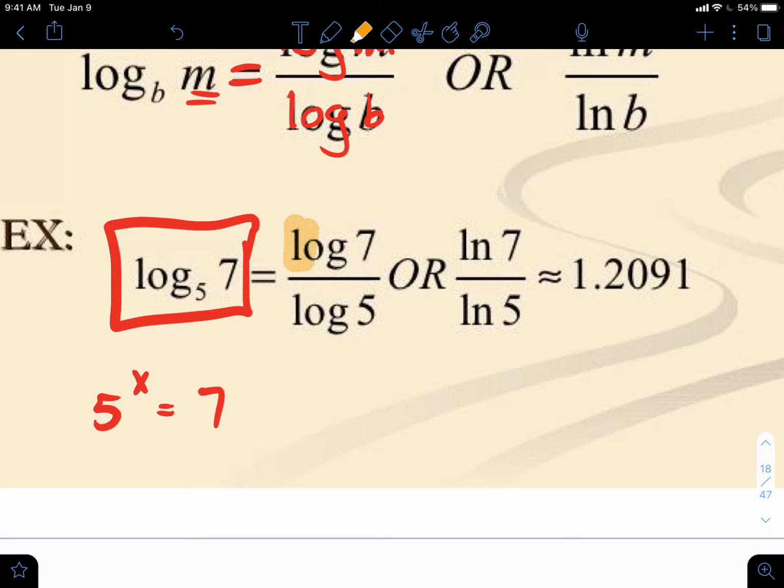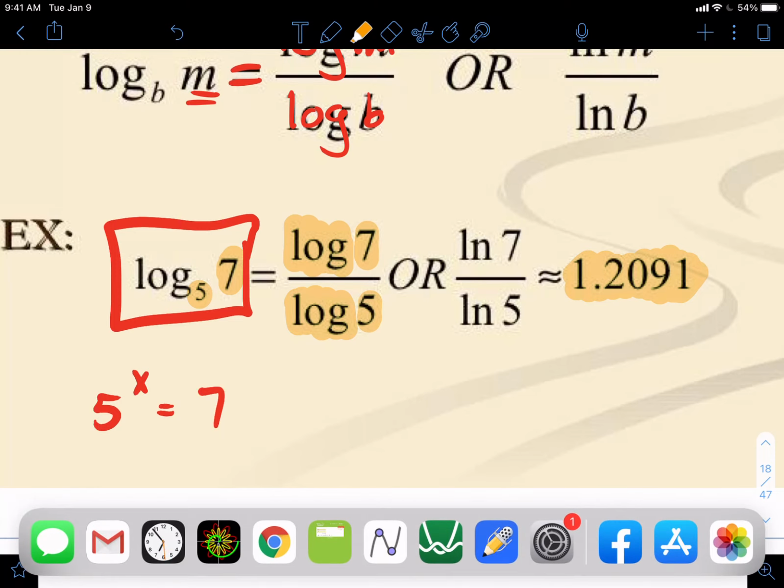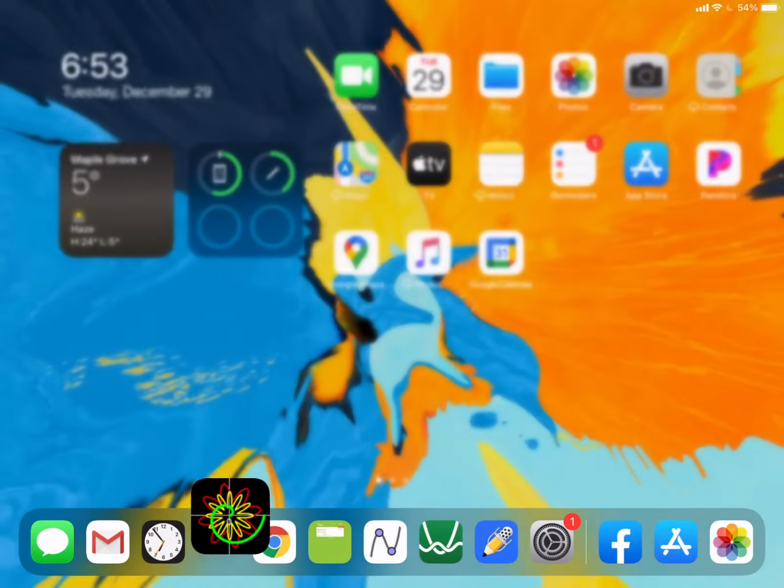We take a look at the log of the big number, 7, and we divide that by the log of the little number, 5. And when you punch that in, you actually get this number right here, 1.2091. And what that number is, is really x. So the x value.